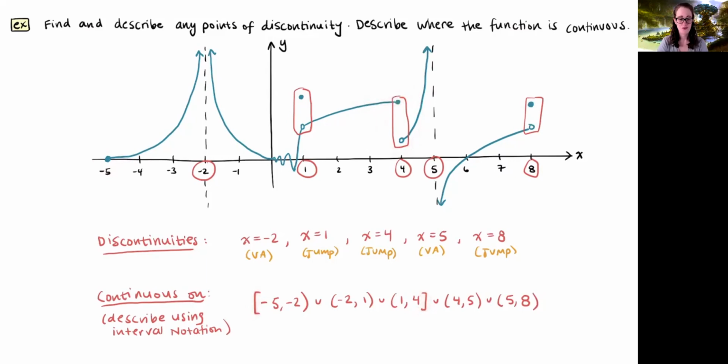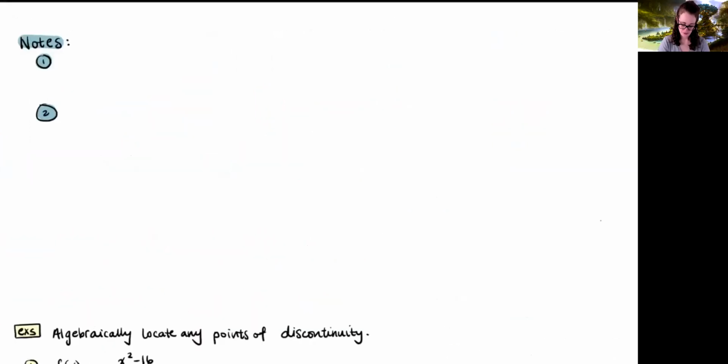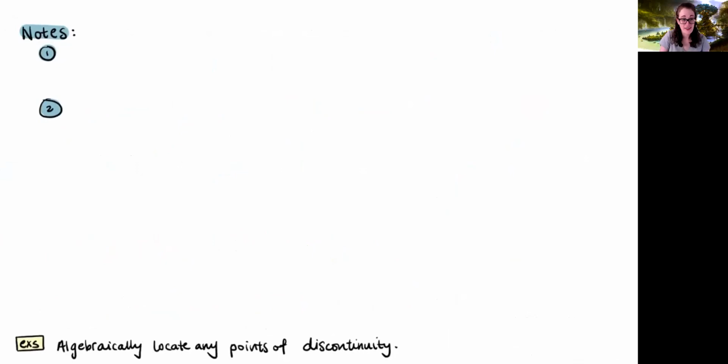Okay, so to practice this, you have some questions on your written homework, a really cool fun graph to look at, and you also have some web-assigned questions too. So maybe if you want to go try just graphically determining continuity or just discontinuities, you might want to pause this and go check that out now. Otherwise, we are going to try to figure out how to algebraically locate any points of discontinuity.